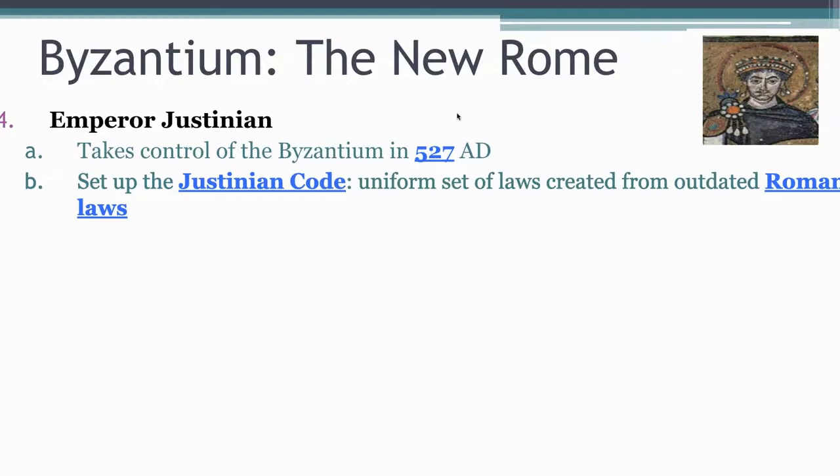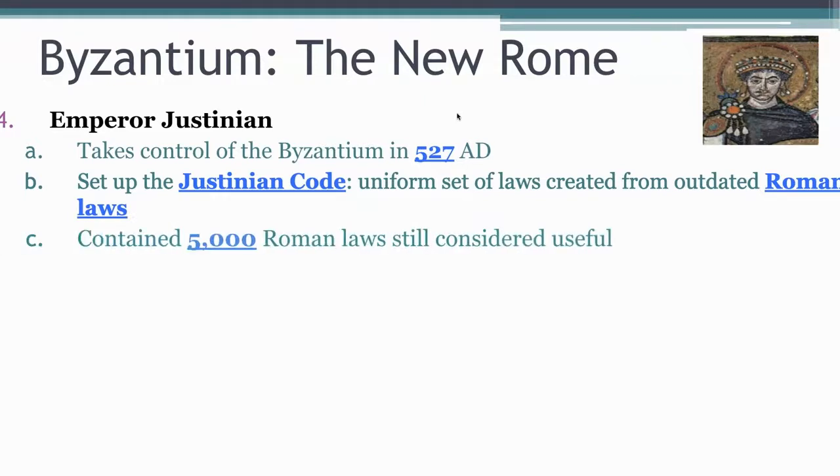So one thing that Justinian is well known for is setting up something called the Justinian Code. It was a uniform set of laws created from outdated Roman laws. Basically, it contained 5,000 Roman laws that were still considered useful. This is definitely an attempt to connect to Rome and still be Roman, but laws over time sometimes become outdated or they need to be rewritten. So he went through and they actually broke it up into 4 parts and kind of looked at these laws and kept the most useful ones, many of which existed from Rome. So the Justinian Code was considered to be a good law system used here in Byzantium.